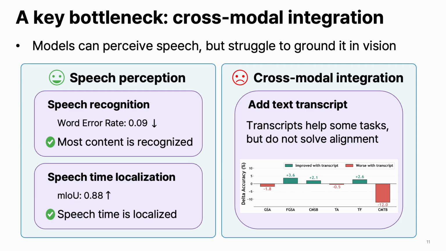We further analyze where the bottleneck comes from. Interestingly, the models perform well in perceiving speech. Speech recognition is strong, with a low word error rate, and speech time localization is also good. However, when we add test transcripts, the improvement is limited and does not solve the alignment problem. This suggests that the main bottleneck is not the speech perception itself, but cross-modal integration. Models can hear the speech, but struggle to ground it reliably in the visual evidence.